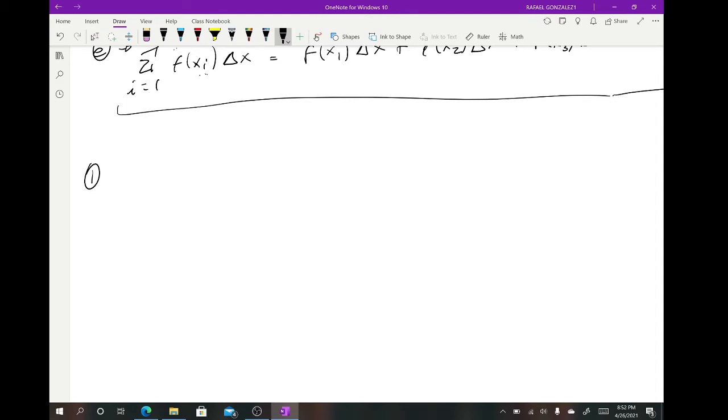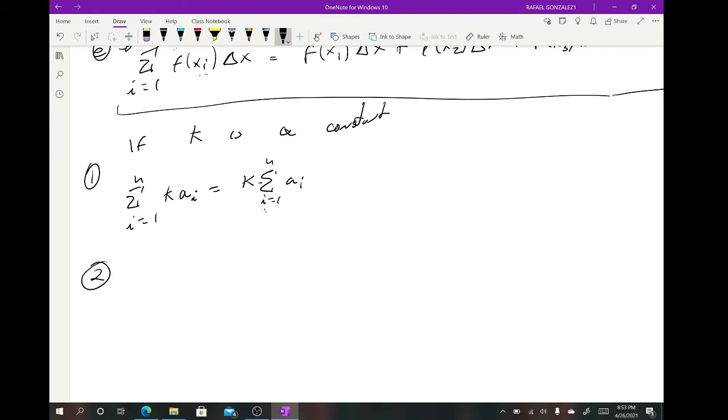One of the properties that you should expect is the following, and this is if k is a constant, then the following is true. If you're given the sum from i equals 1 to n of k times a_i, then this is the same thing as k times the sum from i equals 1 to n of a_i. Okay, because the k is not dependent on the index, you could pull it out. You could pull it out because it's constant throughout.